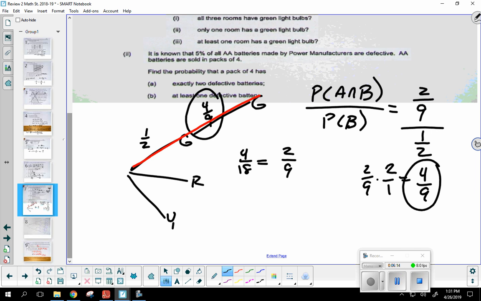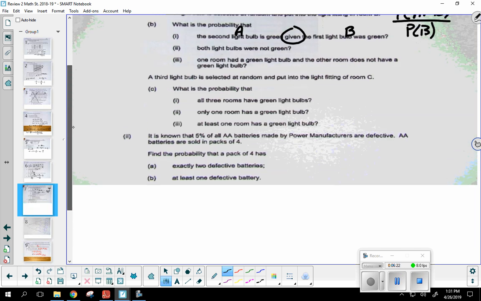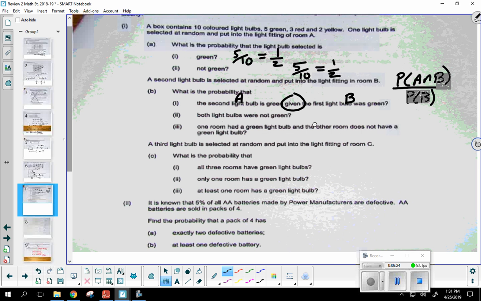Okay, questions on that one? All right, so what is next? Let me erase this right here. Okay, so that one was 4/9. Next: both light bulbs were not green. So how are we going to do this one? Remember, I was talking about there's a way that you could look at this without using the tree diagram.